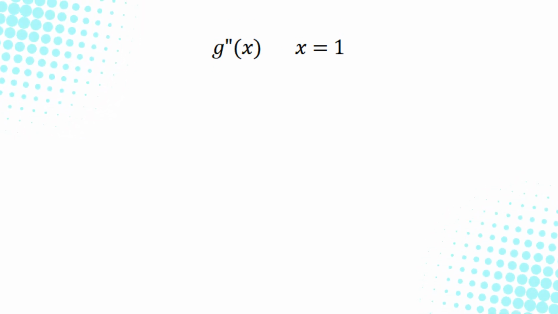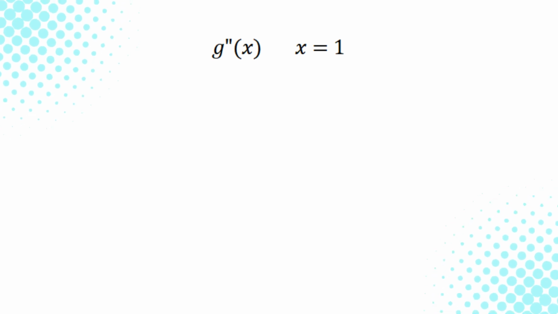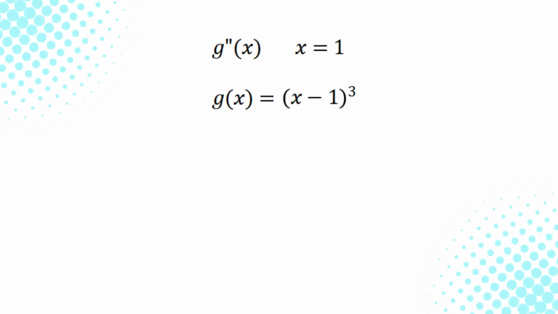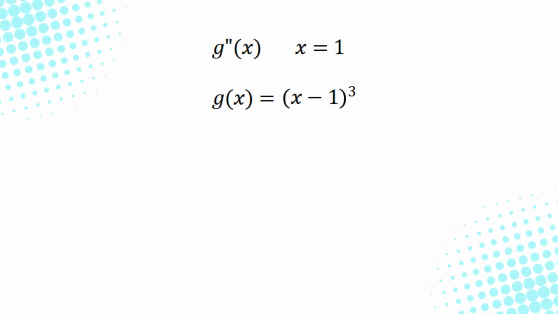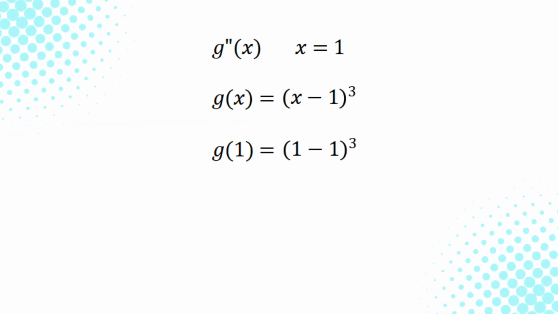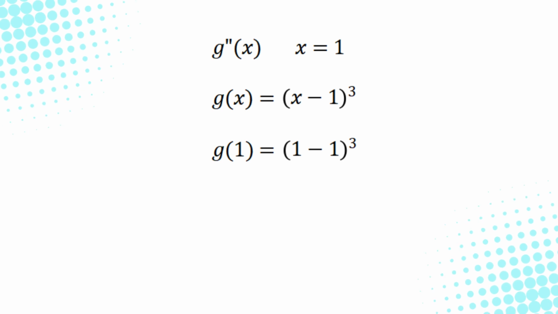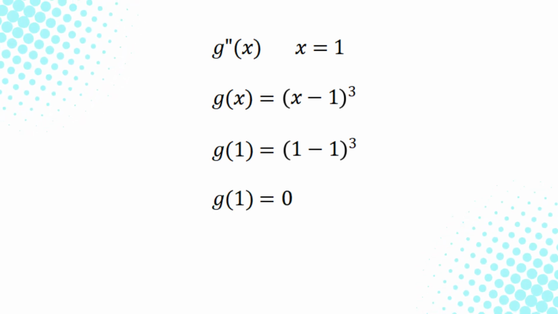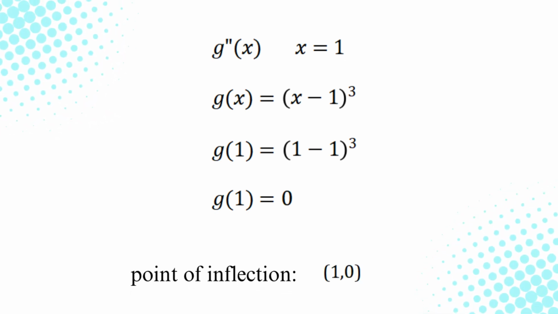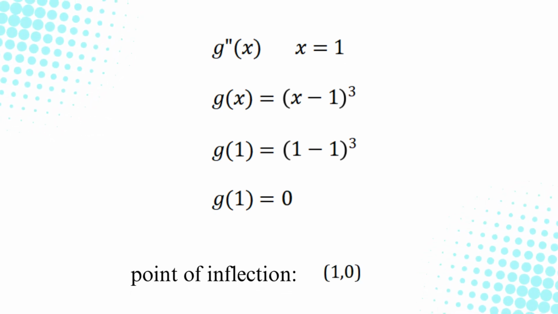We have to substitute 1 as our x. g of x equals the quantity of x minus 1 cubed. g of 1 equals 1 minus 1 cubed, and that is 0. The function has a point of inflection at (1, 0) where the concavity changes.